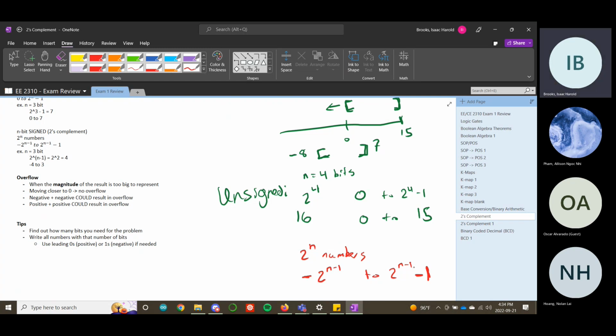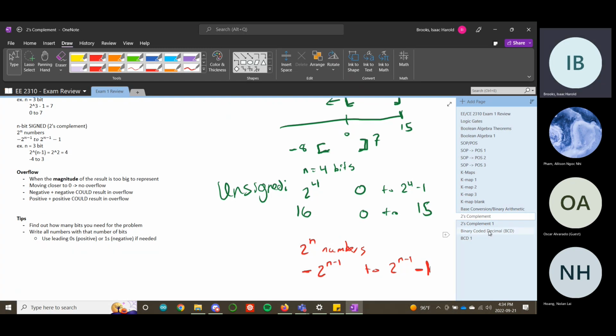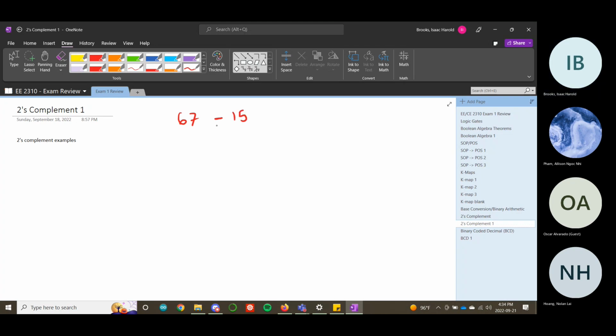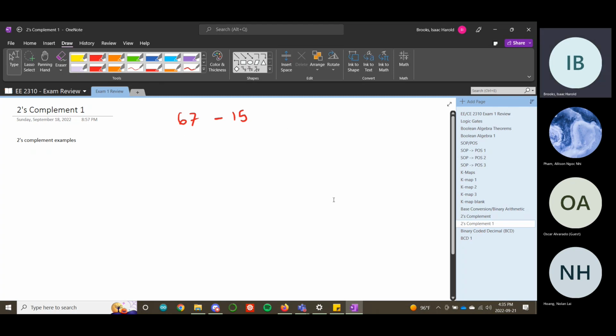Okay? So let's just do some examples for 2's complement, because a lot of this is theory heavy, but when we get to examples, that helps a lot. I think I have a good example, and we can come up with more as we go. Say we wanted to do 67 minus 15 in 2's complement. The first step I would recommend is to figure out how many bits you need. So 67 is, what did we figure out that was?